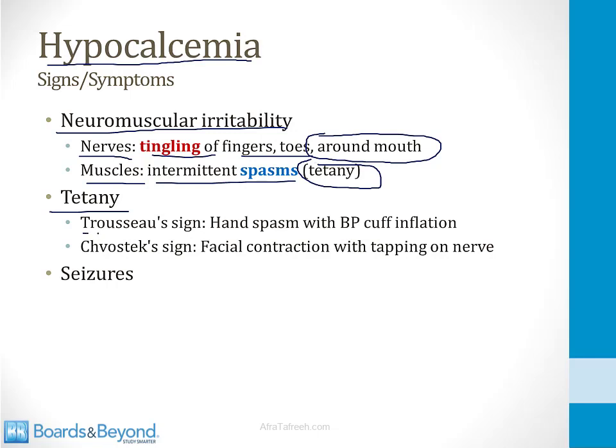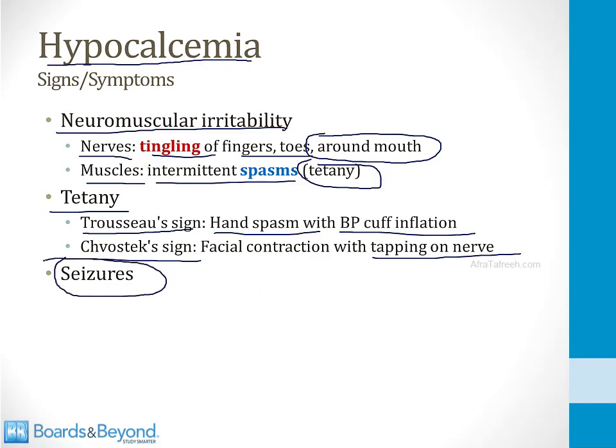The first one is called Trousseau's sign. This is where the hand spasms when you inflate the blood pressure cuff around the arm. The second sign is Chvostek's sign. This is contraction of the facial muscles when you tap on the facial nerve right next to the ear. And then finally, if the calcium level gets very low, you can develop seizures.